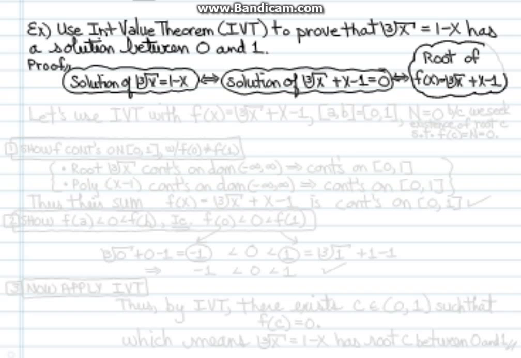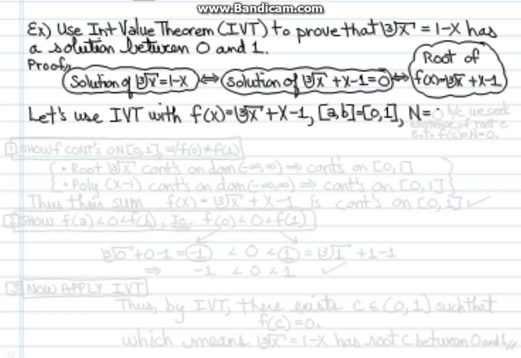Now, I just want to remind you what it means to be a root. To be a root of a function means that you're the x value for which the y partner is equal to 0. So keep that in mind. All right, let's use the intermediate value theorem with this f of x equals the cube root of x plus x minus 1. And let's use the closed interval of x values from a to b to be equal to the closed interval from x equals 0 to 1, and let's choose our n value that we want wedged in the middle to be equal to 0.